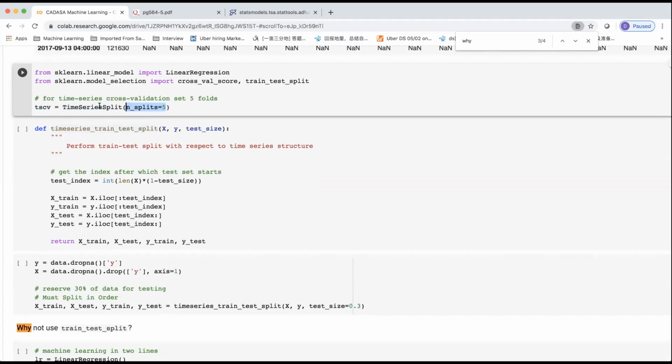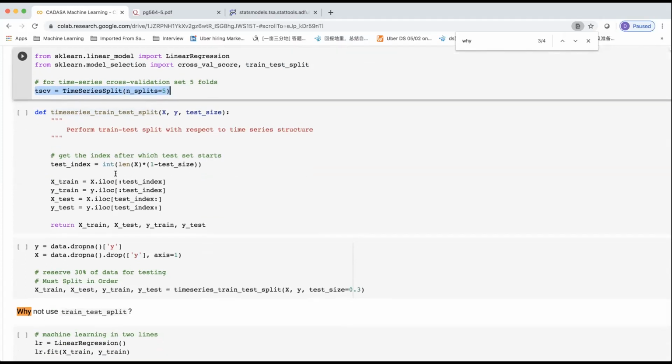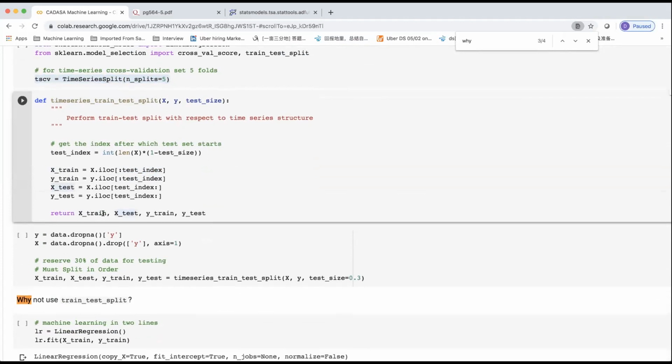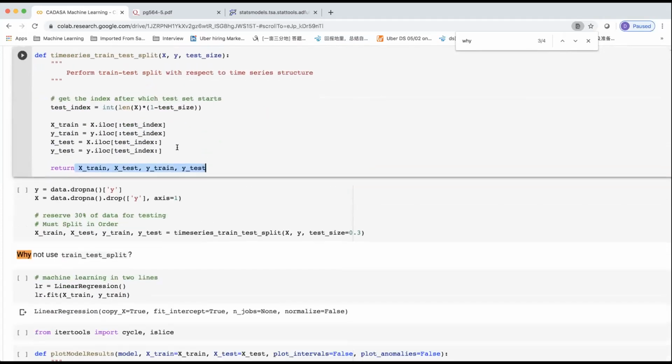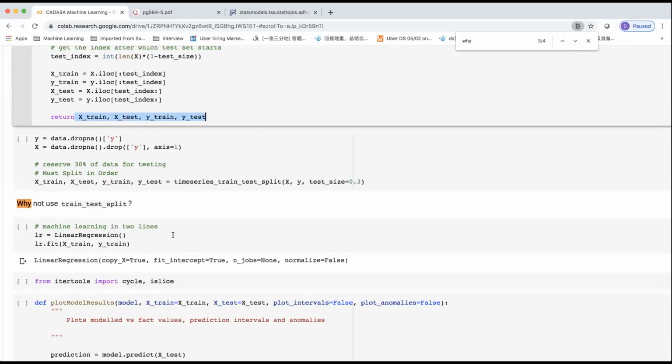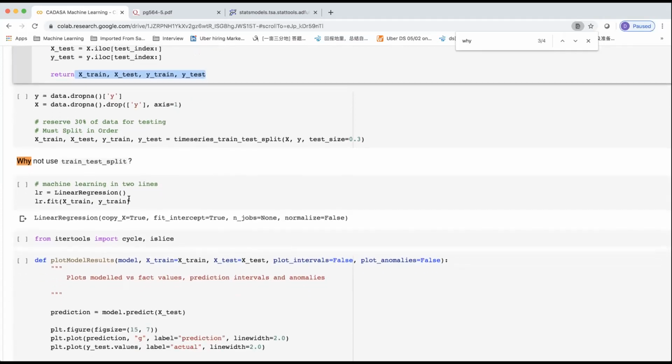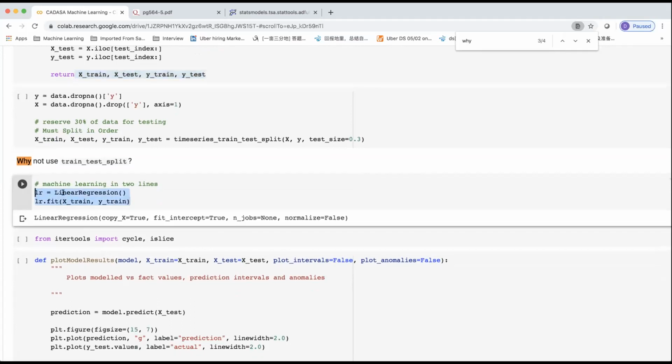Inside this function, we define a new function to split the train and test. This tells you the index of the training data and test data. Then you use the test index to define the training and test data sets. After you have the train and test data sets, you put that into a linear model, and then you can do the regression.